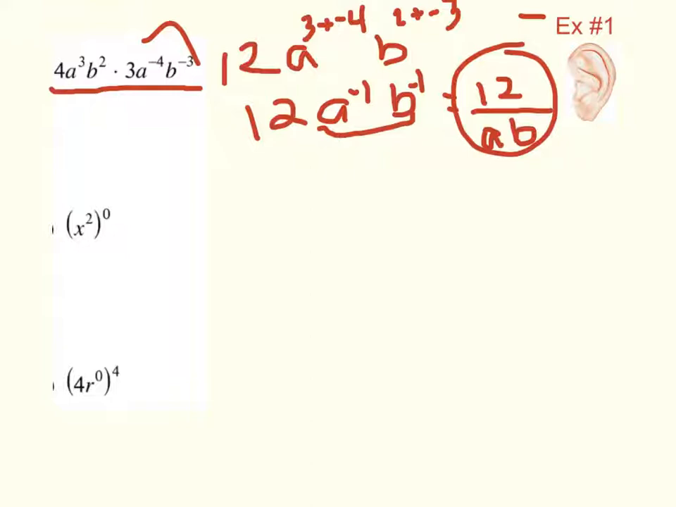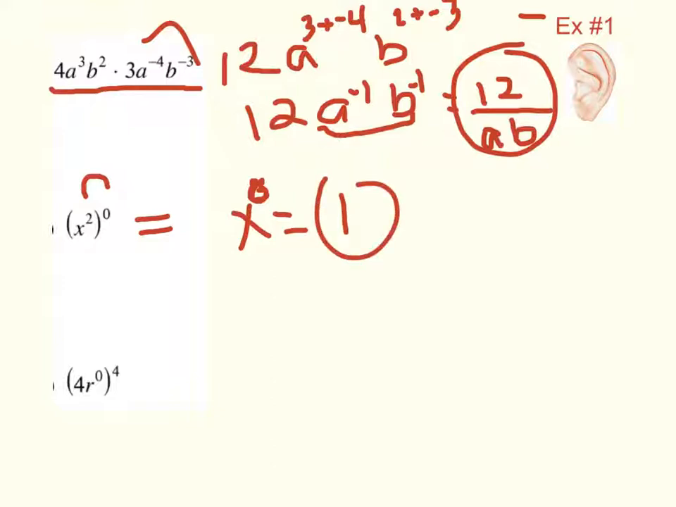Now for this one, the property from exponents on the last page means you multiply these 2 together. When you have parentheses like that, it becomes x to the 2 times 0, which is 0. And anything to the 0 power is 1.